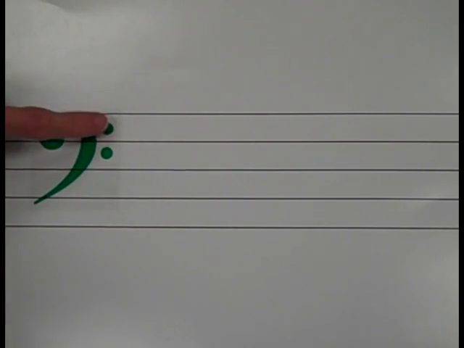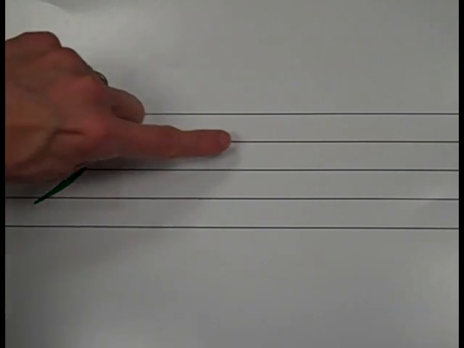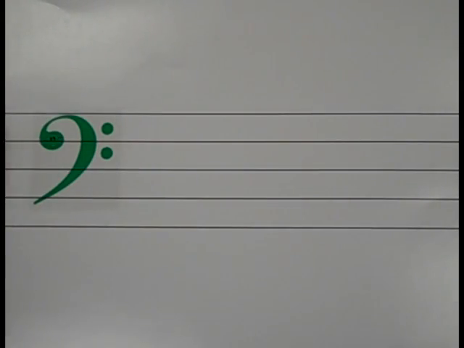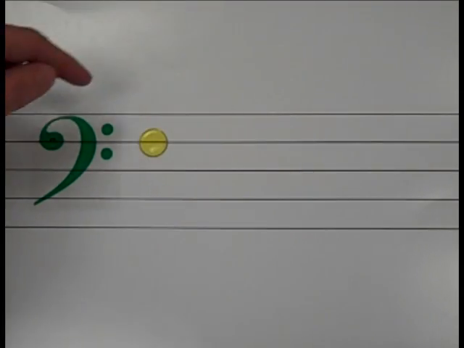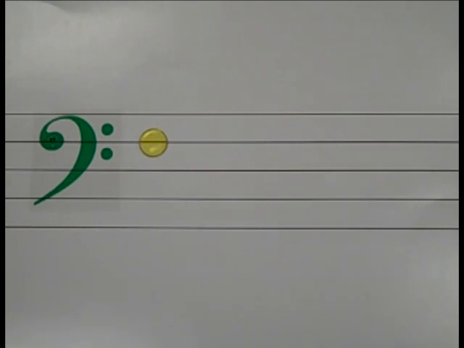And remember that the 2 dots of bass clef go on either side of the F line, which is why sometimes the bass clef is called the F clef. Any note that you see on this line will be called F. Now, if you just remember that one note, the rest of the notes are pretty easy to figure out.